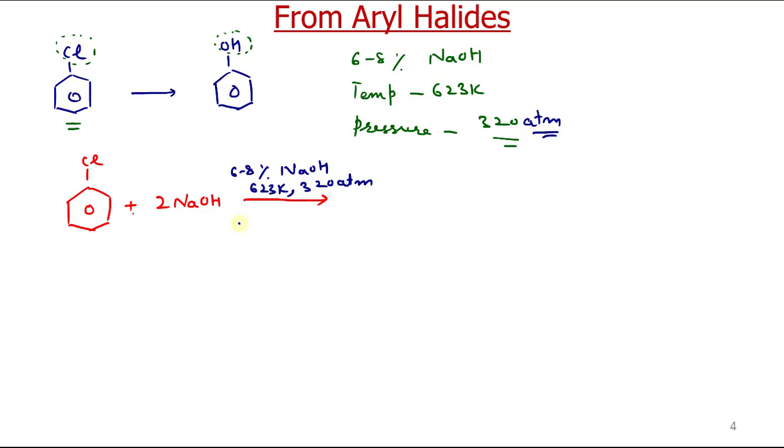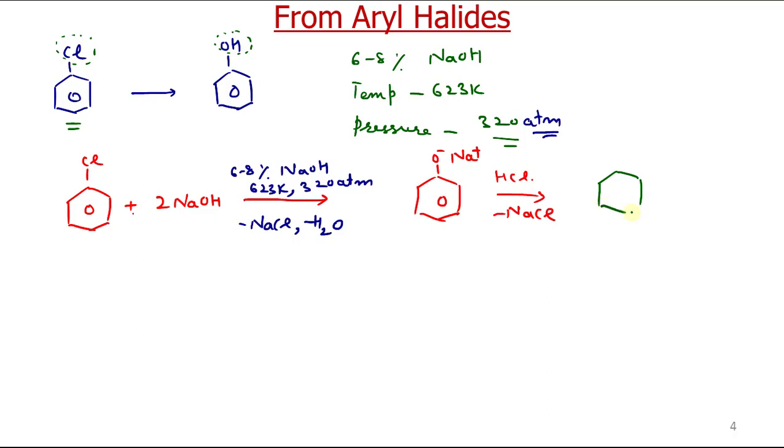Under this condition, NaCl is removed and minus water. So what we get is the sodium salt of phenol, sodium phenoxide, O negative Na positive. This is called sodium phenoxide, and upon hydrolysis with HCl, or acidic hydrolysis, minus NaCl, we get our desired product, phenol.